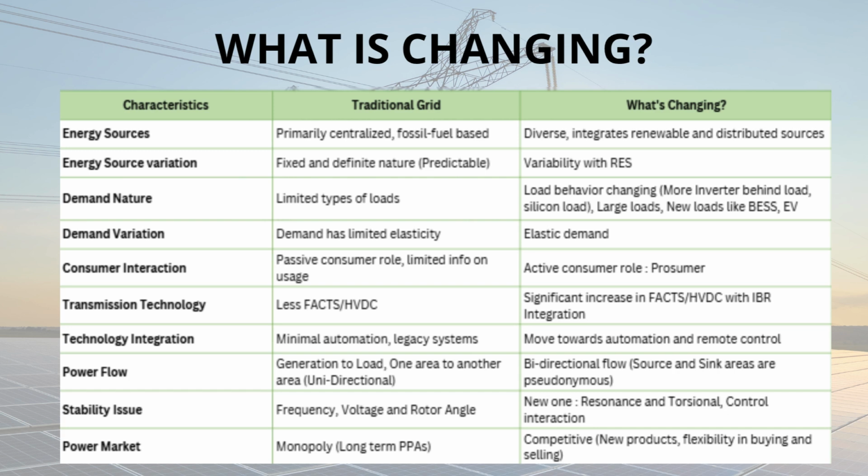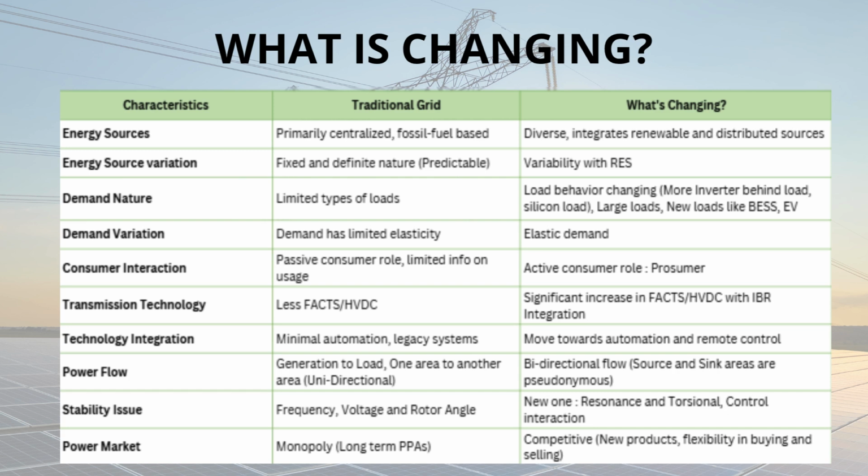Which must relate to power flow changing from unidirectional to bidirectional. Absolutely crucial point. Traditionally, power flowed one way, generator to transmission to distribution to you. Now, with rooftop solar and other distributed generation, power can flow backwards onto the grid from homes or businesses. That sounds complicated.